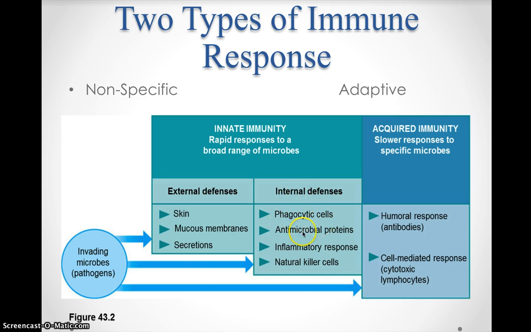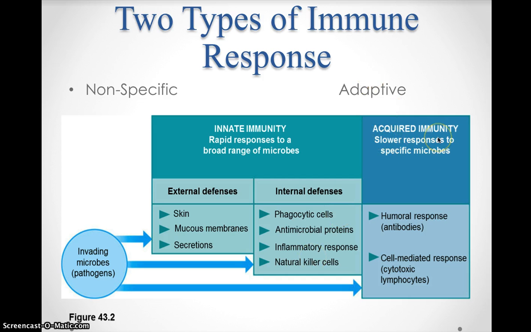Things like phagocytic cells, antimicrobial proteins, the inflammatory response, and natural killer cells. Now, there's a lot of fancy words in there, but the whole idea of the non-specific immune system is that it is not specific to any particular pathogen. So for example, your skin doesn't really fight off just one thing. It's just a blanket defense against many. Same thing with mucus, same thing with secretions. All of these internal defenses as well, they don't distinguish who their enemy is. It's just if it's foreign, they are out to get it.